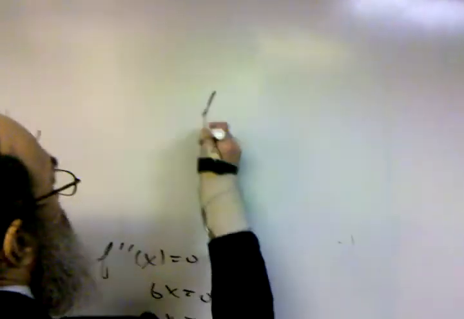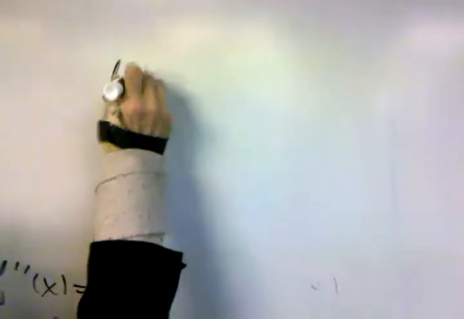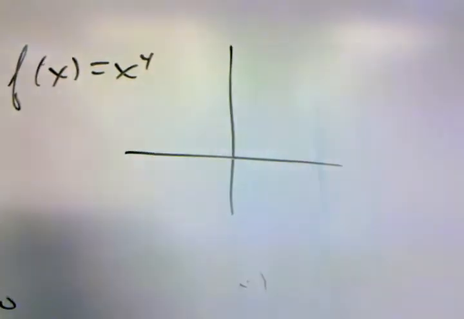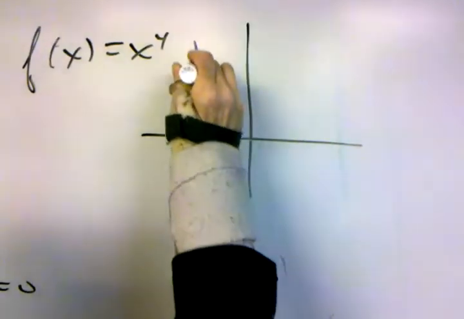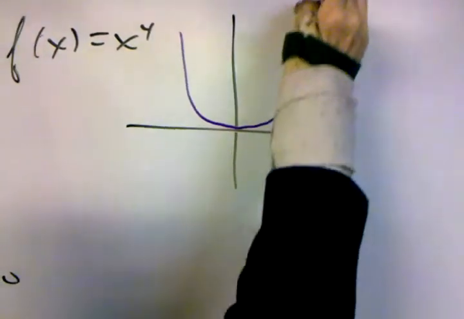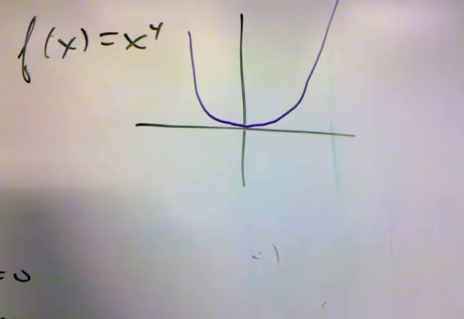The following case: f of x equals x to the fourth. The graph of this is like this. It looks very much like a parabola. It's a little bit flatter on the bottom. It goes up very fast, but down here it's very close to the x-axis.